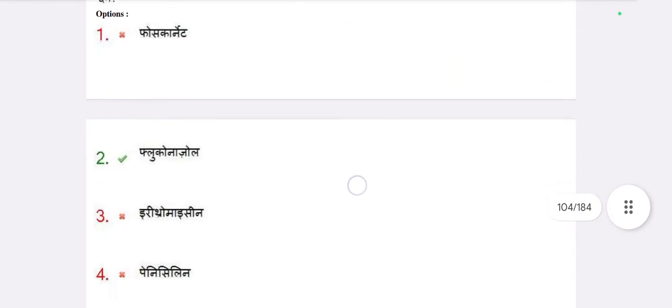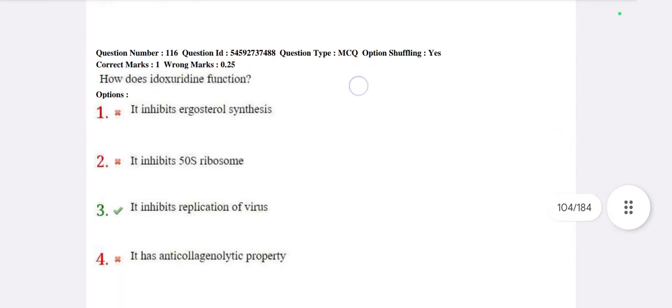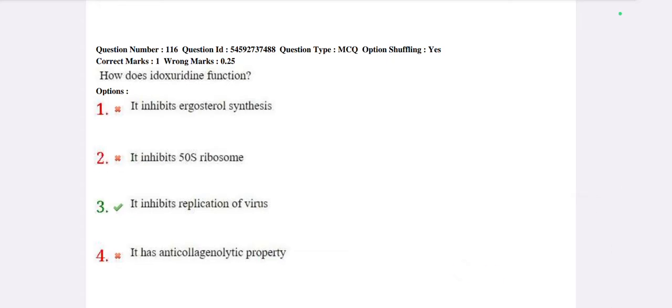Next question is, how does idoxuridine function? It inhibits aldosterone synthesis. It inhibits 50S ribosome. It inhibits replication of virus. It has anti-collagenase property. Right answer is it inhibits replication of virus.